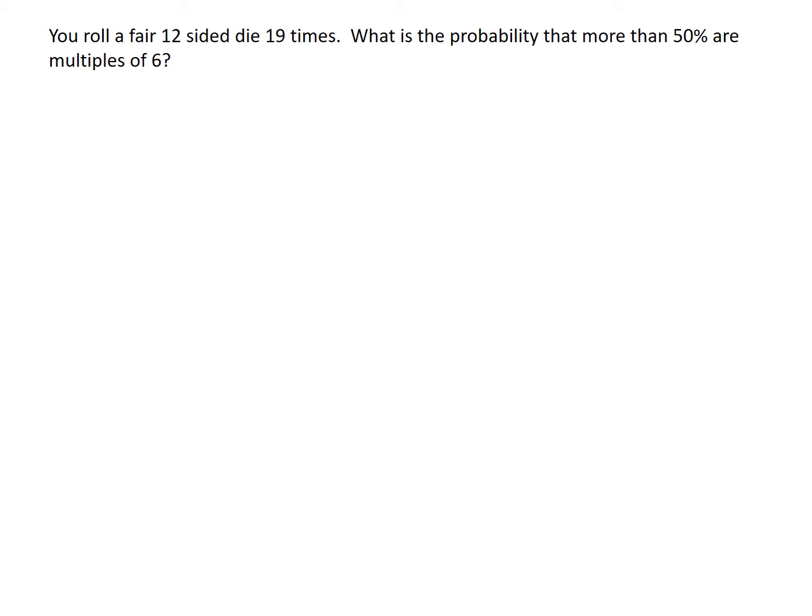In our first example, we're rolling a fair 12-sided die 19 times. We want the probability that more than 50% of these 19 rolls turn out to be multiples of 6. We don't know what's going to happen with the 19 rolls. We're saying, what are the chances that more than half of the 19 rolls turn out to be multiples of 6? So we want the probability that p hat is greater than 0.5.